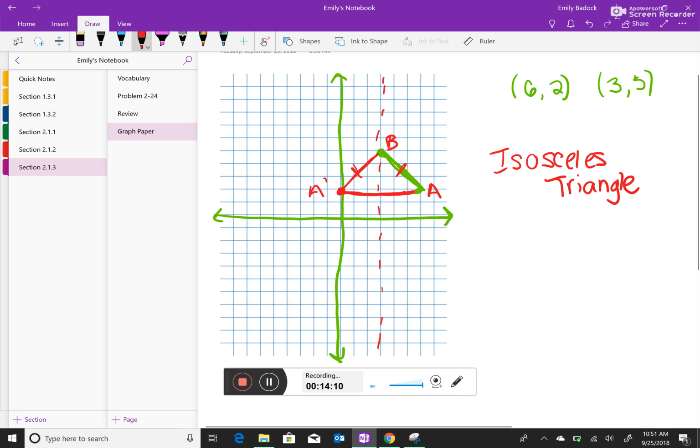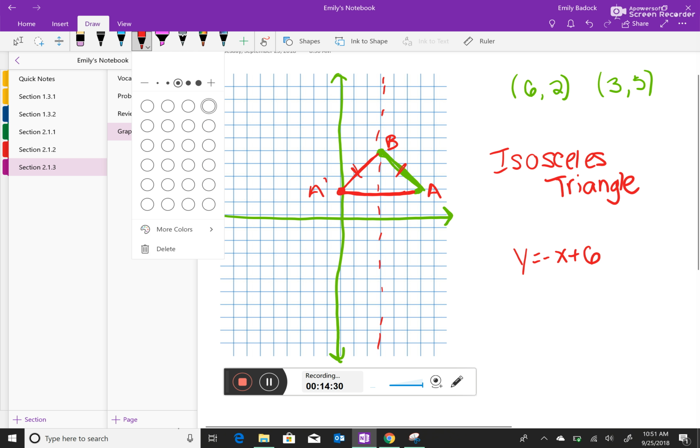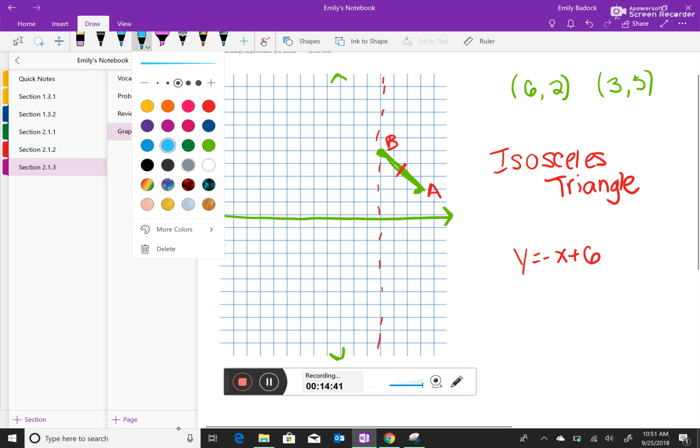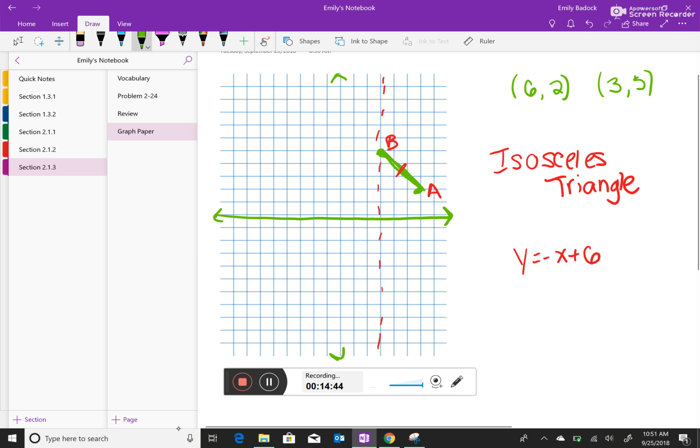Then it says what polygon is created when AB is reflected across the line y equals -x plus 6, and the endpoints are connected to form this polygon. So I'm going to write that down. Y equals -x plus 6. So let's go ahead and draw that line. I'm going to pick a different color. Actually, I'm going to go ahead and erase this stuff. And then I'm going to draw my line.